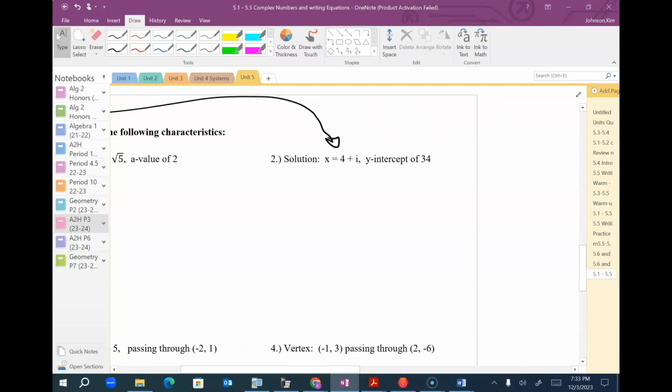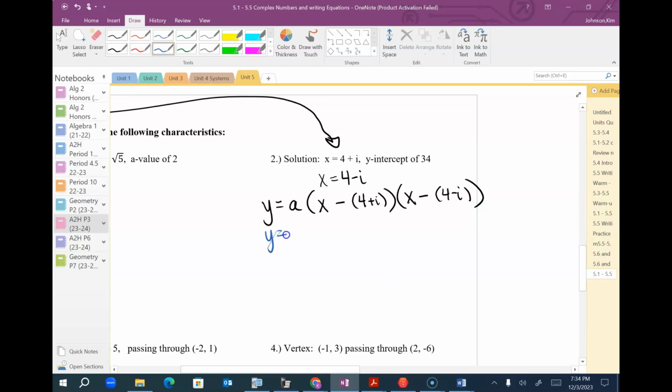Just like with the radicals, right? We talked about this already. Imaginary numbers are always going to come in pairs. They're always going to come with their conjugate. So if x equals 4 plus i is a solution, so is 4 minus i. So I'm going to go ahead and write this out in factored form. This is a times x minus the quantity 4 plus i times x minus the quantity 4 minus i.